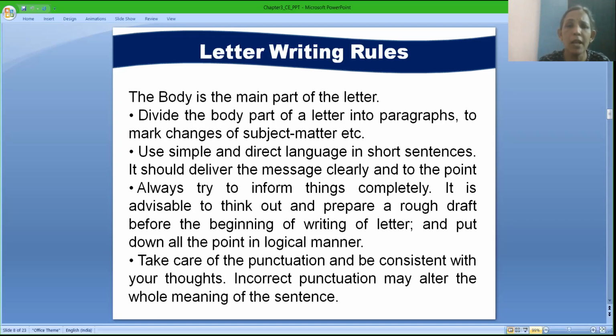This main part of the letter is again divided into three important subdivisions. The first one is the purpose. Why am I writing the letter? What is the reason behind writing this particular letter? That has to be clearly defined and discussed in the first part of the body.